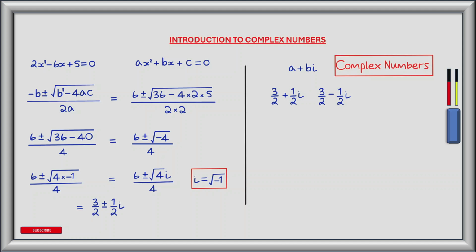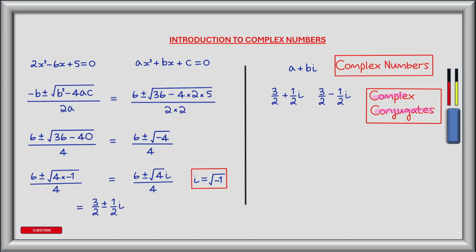We now have two numbers of the form a plus bi. These are called complex numbers, as they have a real part a and an imaginary part b. Using our two complex numbers, both have a real part of 3 over 2. In the first number, the imaginary part is a half, and in the second number, the imaginary part is minus a half. These are called complex conjugates, as the real part is the same in both numbers and the imaginary part is equal in magnitude but opposite in sign.